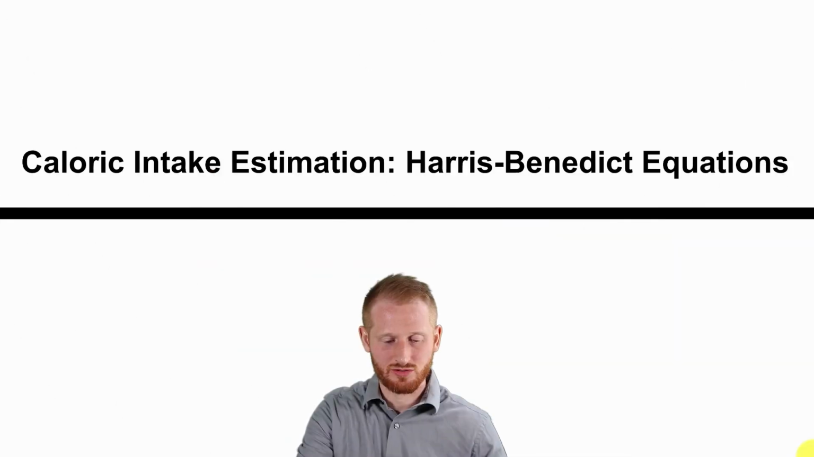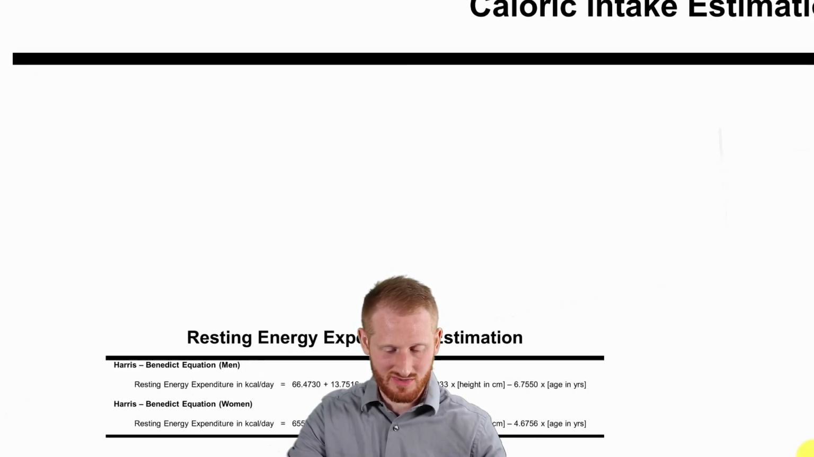In this video, I'm going to be showing you how to use the Harris Benedict equations in order to estimate the caloric intake need in order to maintain body mass. Of course, if you eat less than this, you are going to lose body mass, and if you eat more than this, you're going to gain body mass. All right, so let's first look at the equations themselves.